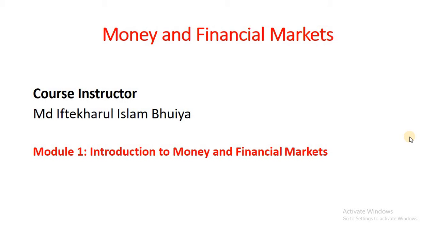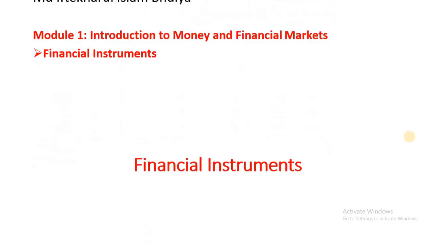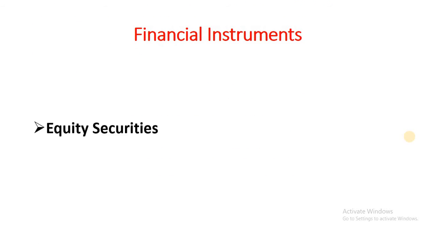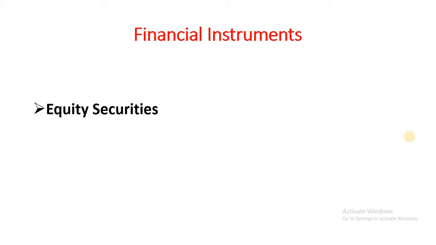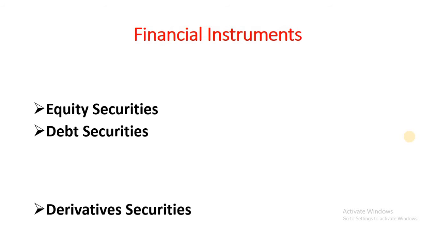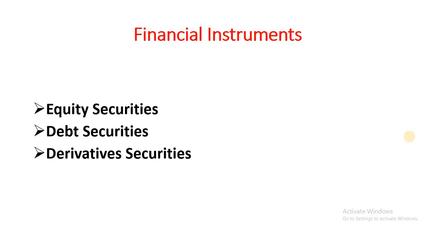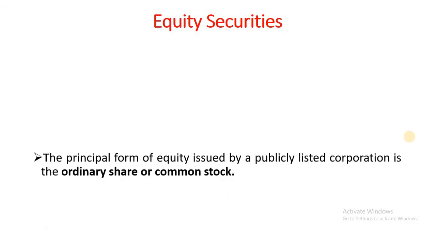Welcome back. In this lecture, we'll cover financial instruments. Over here, we are going to cover three types of financial instruments. These are equity securities, debt securities, and finally, derivative securities. Let's look at the equity securities first.